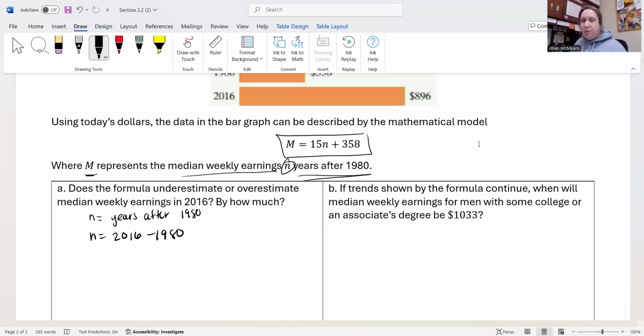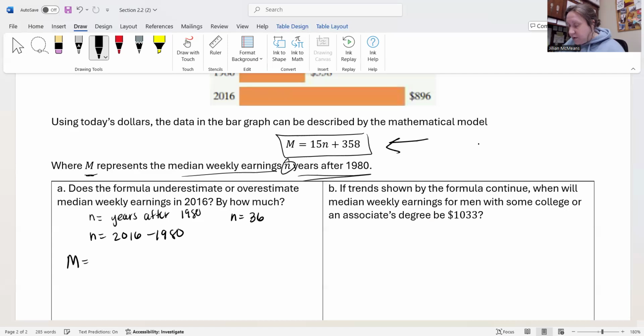I do want you to get to the point where you don't have to use your calculator all the time. But here, when we subtract, we know that to go from 1980 to 2000, that would be 20, and we add 16 more to that. So N in this case is going to equal 36, okay? So we want to take this model right here, and we want to replace N with 36 and see what the model gives us, and then compare that to the graph, okay?